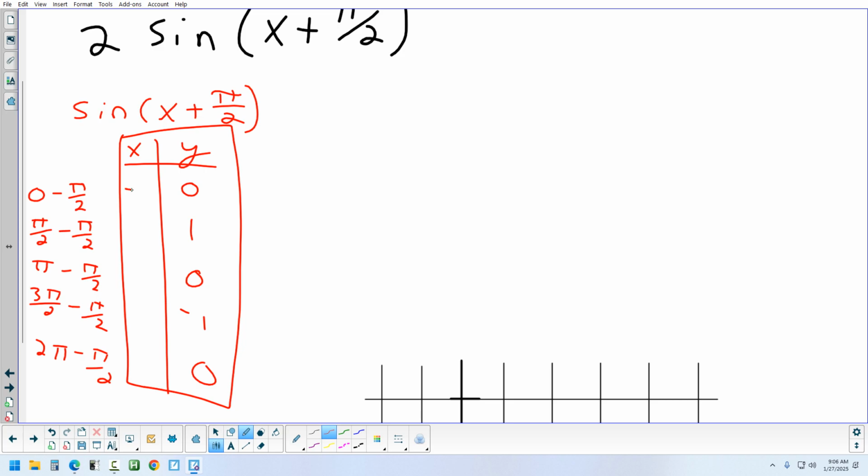All right, so we got negative pi over 2, 0. What's pi minus pi over 2? Pi over 2. 3 pi over 2, take away 1 pi over 2. Pi. 2 pi over 2, or just pi. And 2 pi, take away pi over 2. 3 pi over 2. All right. So there's our first transformation. Okay. Now, I'm going to do this one. Sometimes I use the same table. Sometimes I write it out as 2 separate tables. I'm just doing it separate this time.